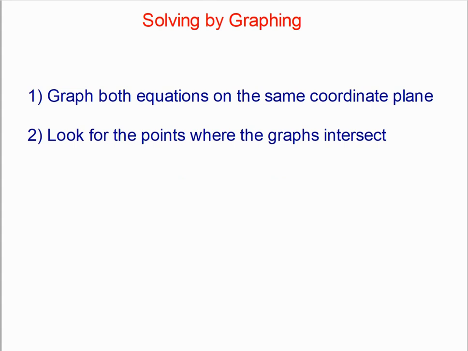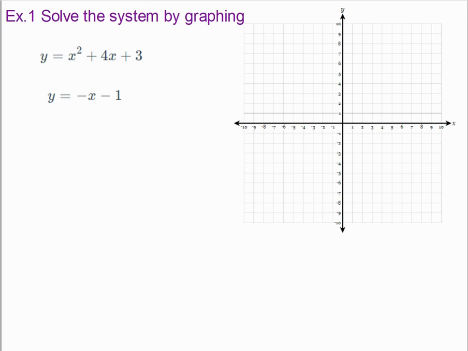So the process is that we are going to graph both of our equations on the same coordinate plane, and then we're just going to look for where the two graphs intersect. It's the exact same process that we would go through for graphing a linear system, but we're just throwing a quadratic in. So let's do this problem. I want to solve this system by graphing. I'm going to start by graphing my linear equation just because it's easy. Y equals negative x minus 1. So my y-intercept is at negative 1, and my slope is also negative 1.